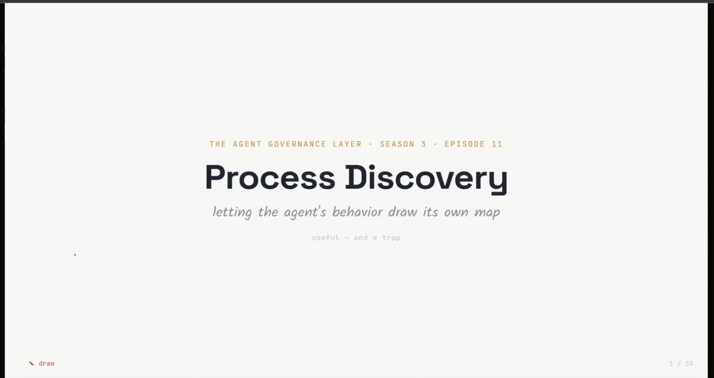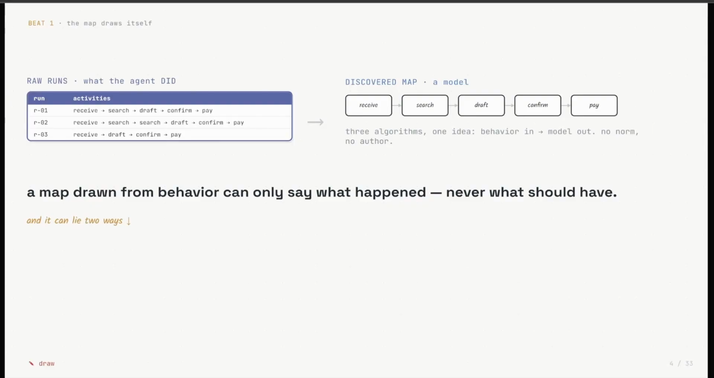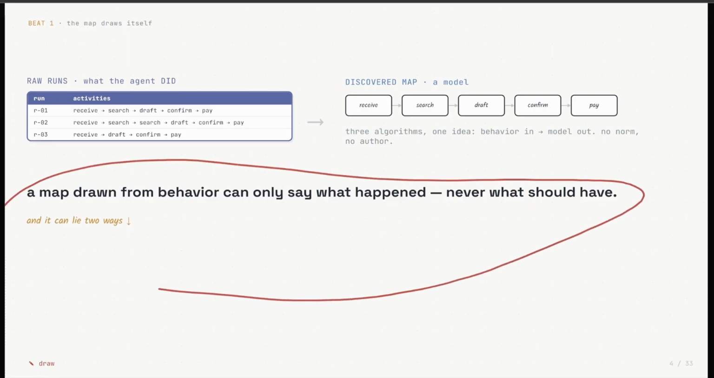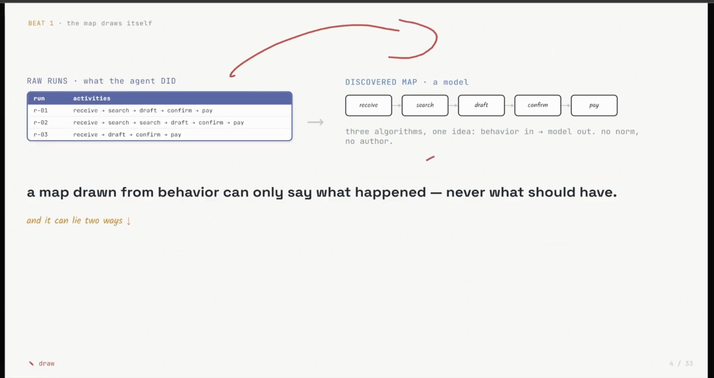Today's episode is about process discovery, letting the agent's behavior draw its own map. So, to recap the previous video, we have our logs here. These are the different runs from your agent, and this is the model that we extract from there. The problem, as we have discussed in the previous video, is that they are coming from each other.